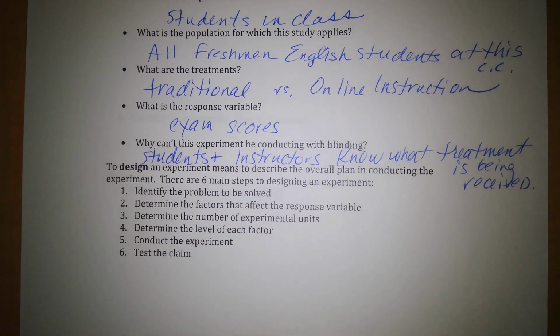To design an experiment means to describe the overall plan in conducting the experiment. There are 6 main types to designing an experiment. First, identify the problem. Determine the factors that affect the response variable, such as exam scores. Determine the number of units that you'll be using, such as the number of students in your class. Determine the level of each factor. Conduct the experiment, and then test the claim.